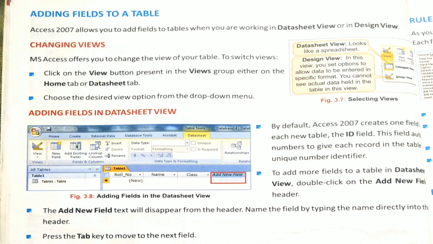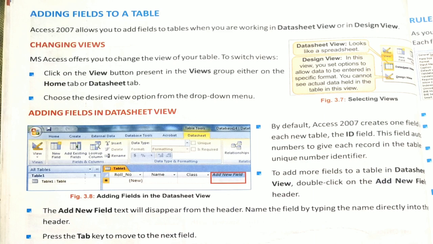Next, adding a field to a table. How will we add a field to a table? Access 2007 allows you to add a field to a table when you are working in datasheet view or in design view. So when we are using a blank database, we have to add fields on our own when working in datasheet view or design view.